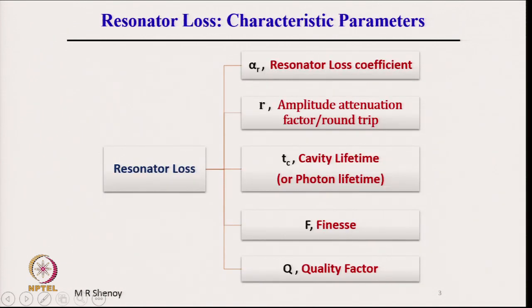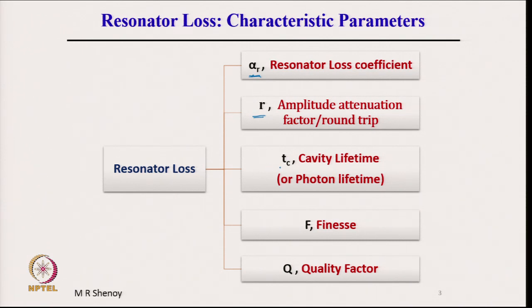So, resonator loss: there are several parameters which can be used. I have listed here 5 different parameters. Alpha r, the resonator loss coefficient, represents resonator loss per unit length of the resonator. R is the amplitude attenuation factor per round trip. We have discussed this in detail in the last lecture, and we have taken some numerical examples also.